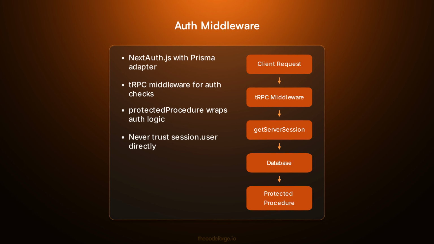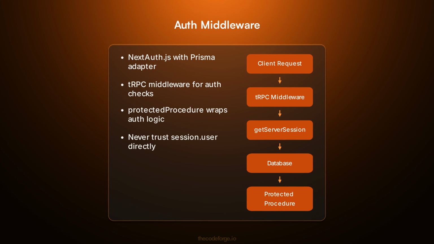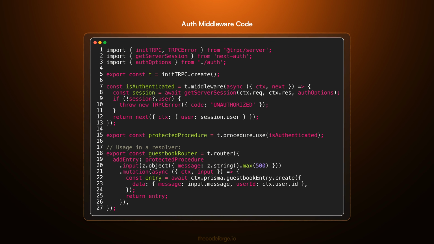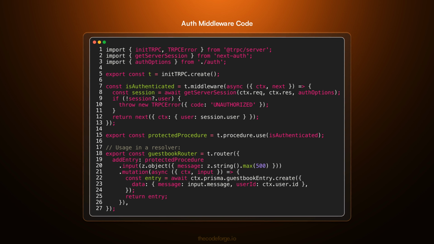Authentication in the T3 stack is handled by Next.js integrated with tRPC middleware. You define a protected procedure that checks the session and throws unauthorized if not authenticated. This keeps auth logic centralized. This middleware checks the session and adds the user to the context. Then protected procedure can be used in any resolver that requires authentication. The user object is fully typed from the session.